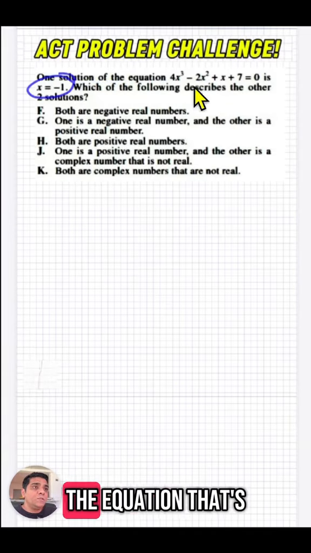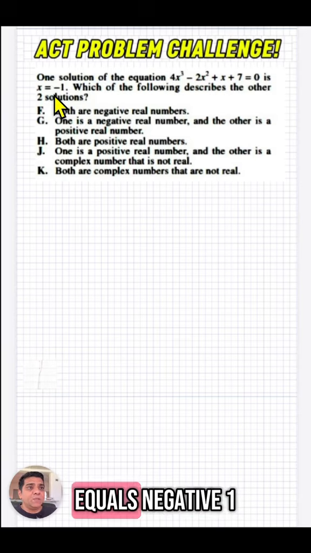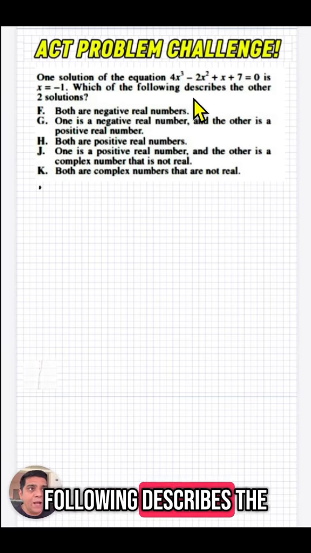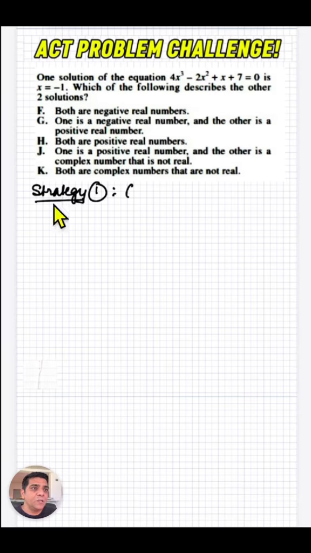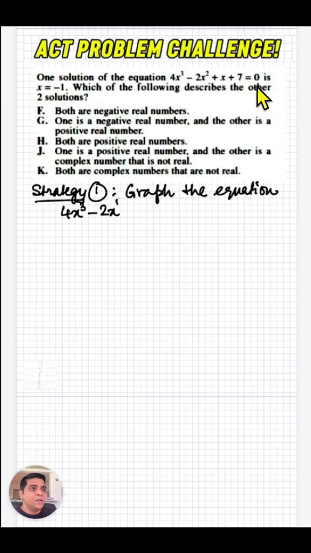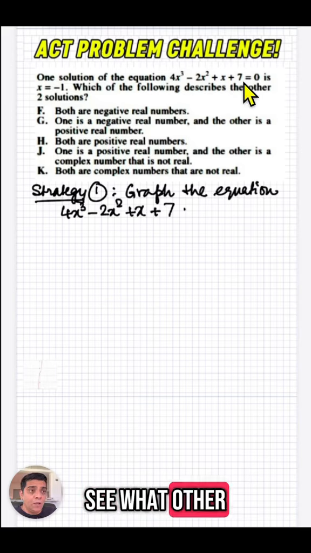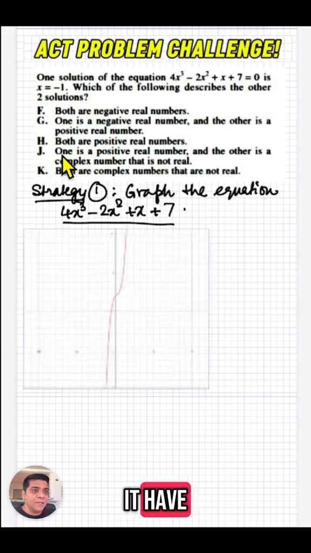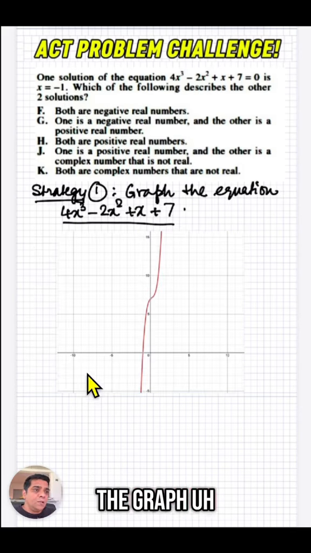One solution to the equation that's given is x equals -1. Which of the following describes the other two solutions? Okay, so the first strategy is you could basically graph this equation and see what other possible solutions it has. So here is the graph on Desmos.